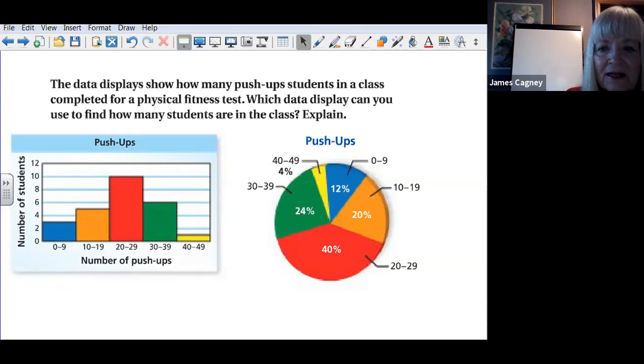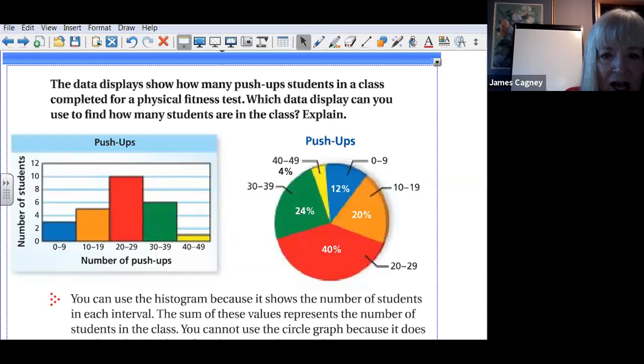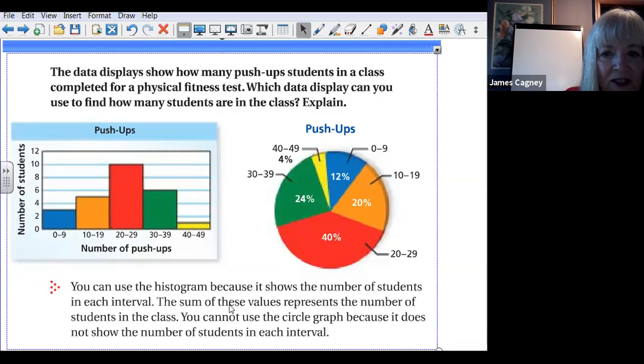Oops, I think it is on the next page. I hope I put it there. Here it is. So you can use the histogram because it shows the number of students in each interval. The sum of these values represent the number of students in the class. You cannot use a circle graph because it does not show the number of students in each interval. So in this case, you would definitely want to use the histogram for that.